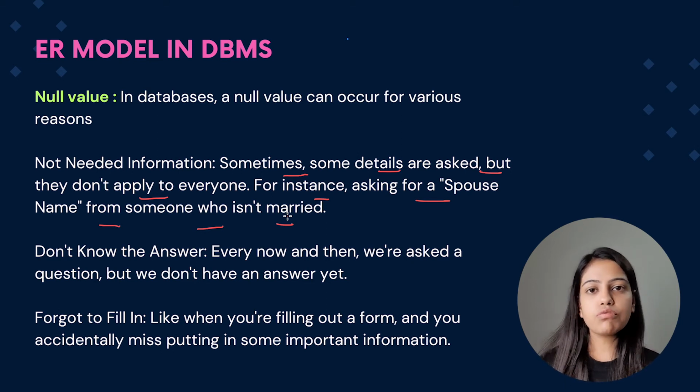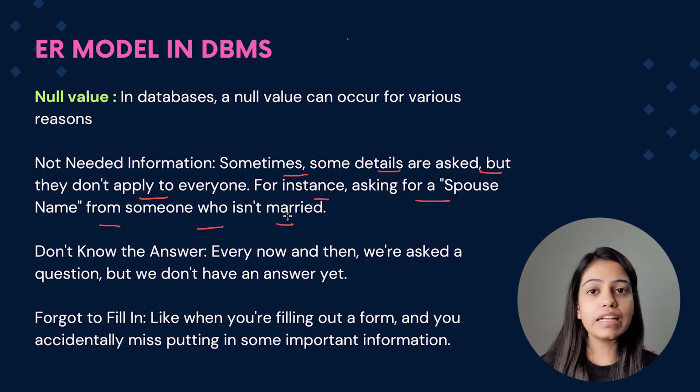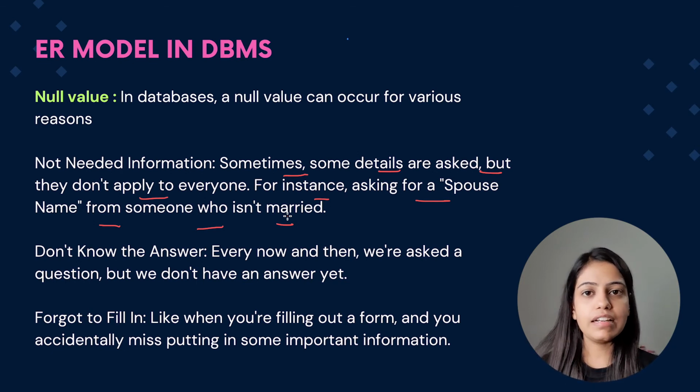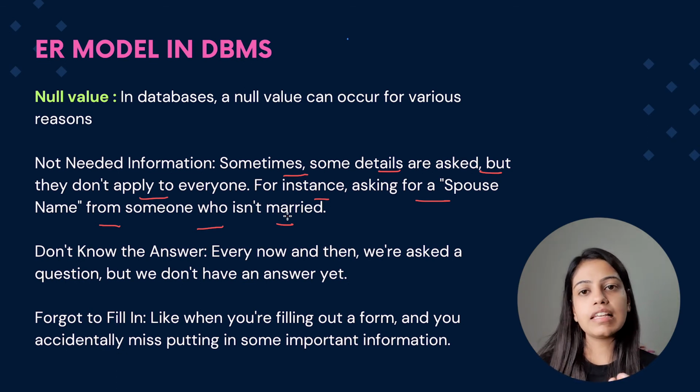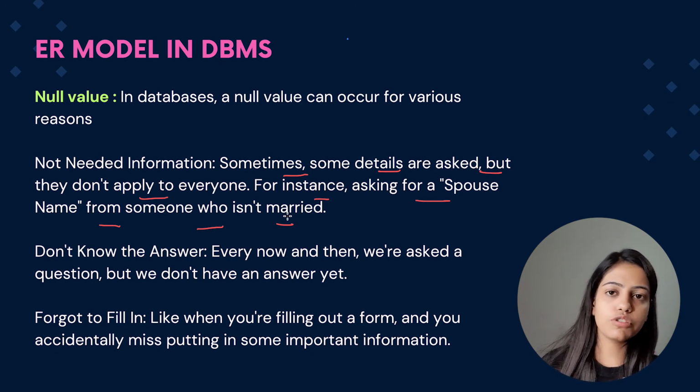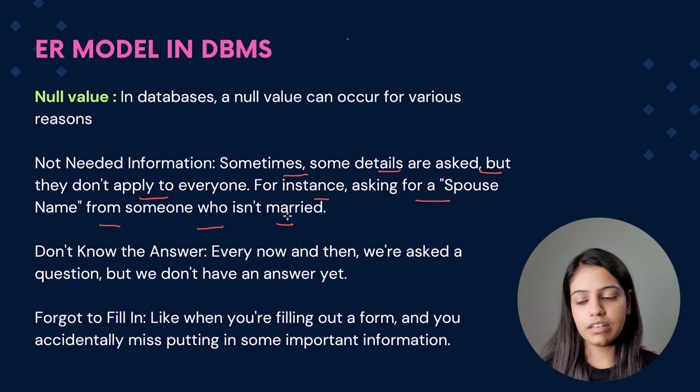So consider that a student is filling in Aadhaar card details or PAN card details. It's not possible that each and every student would have a PAN card. So we can't make that particular column mandatory, or not null, because null values can exist. In the same way, there is some not needed information. Consider that you are being asked your spouse name, but you aren't married, you are a single person, so you won't fill in any data. So that particular data would be filled with a null value.